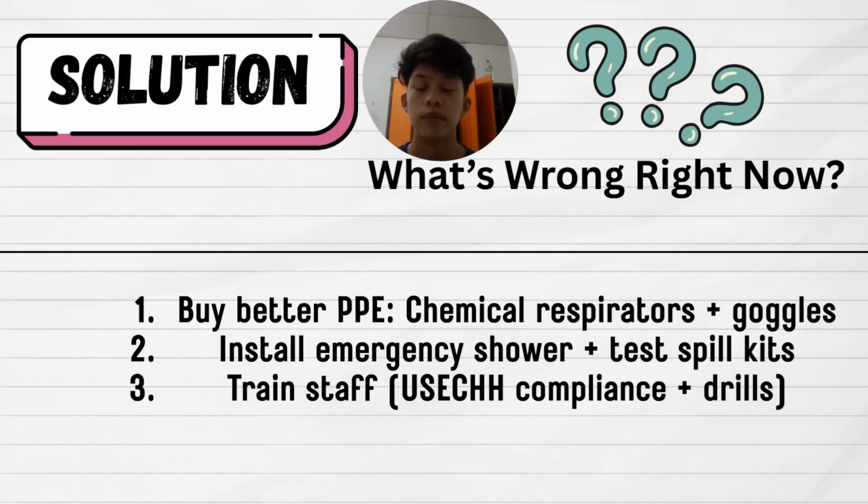So, to solve the problem, there are three solutions. First of all, we need to buy better PPE, for example, chemical respirator and goggles. Second, install emergency shower and test spill kits. For the third, we need to train the staff by using USECHS compliance and drills.